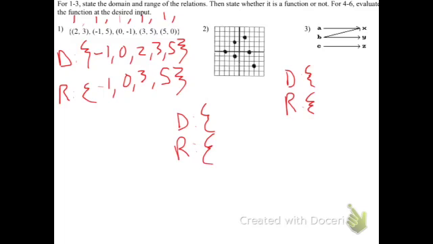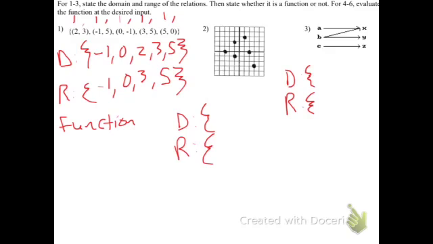Okay, first one. Look at your x values. Did they get assigned different values? Well, each of the x values is unique, so we don't have to worry about it not being a function. It is a function because each x value gets assigned only one y value.